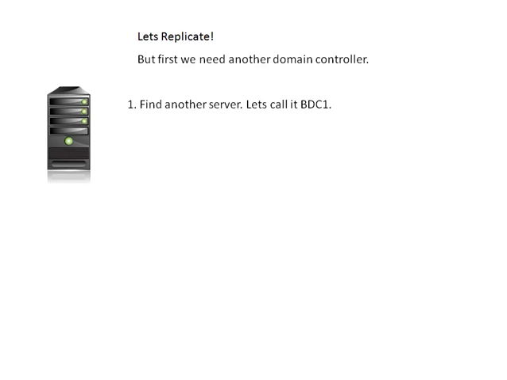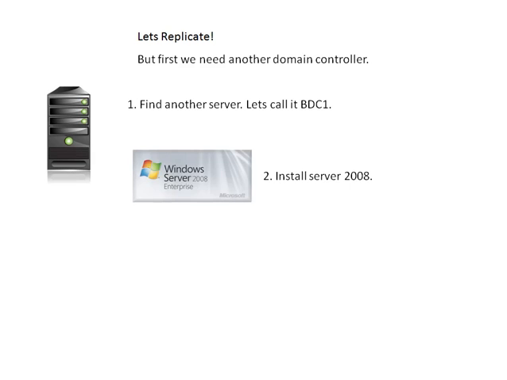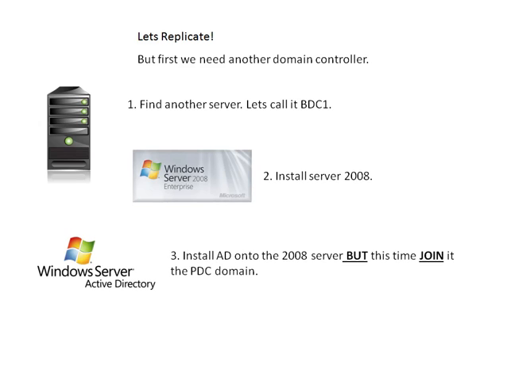So we find another server, and we call it Backup Domain Controller 1. We install Windows Server 2008 on it, and this time we'll install Active Directory, but we'll join it to the PDC domain. So where we had a domain called virtual, if we were going to add another server into it, we would not create a new domain this time, we would just join it to the existing domain.